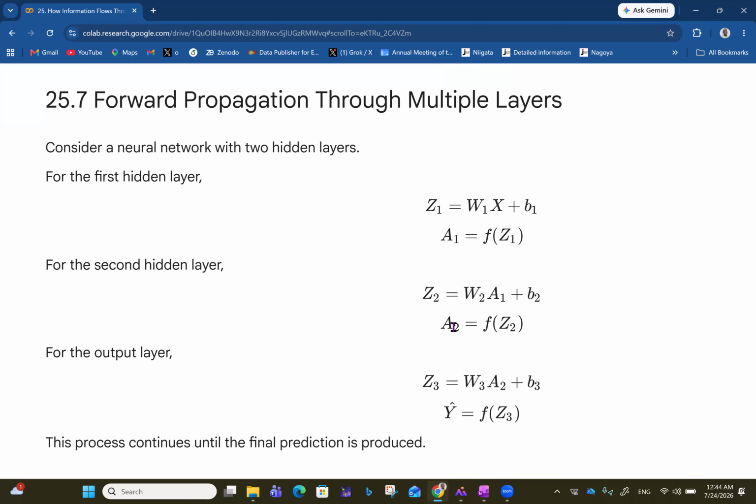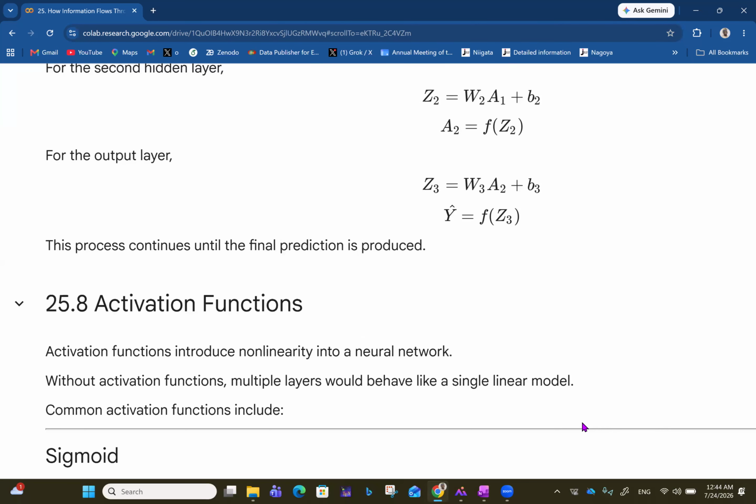So this A2 then becomes input for the output layer because we have just two hidden layers. So for the output layer, Z3 is now W3 A2 plus B3, and then Y cap, the final prediction, is now another activation function applied to Z3 here, and this process continues until the final prediction is produced. So if you have more than two hidden layers, then it keeps going until you finally get your output.